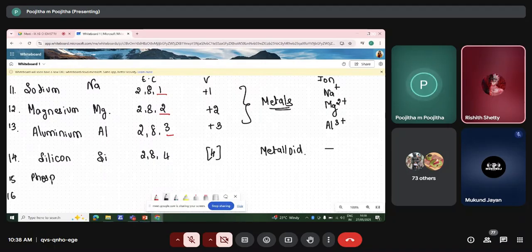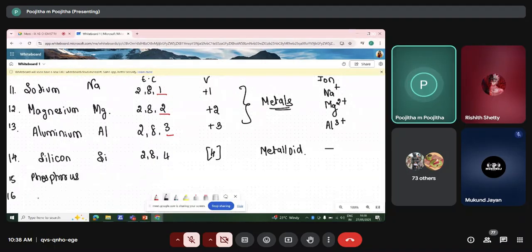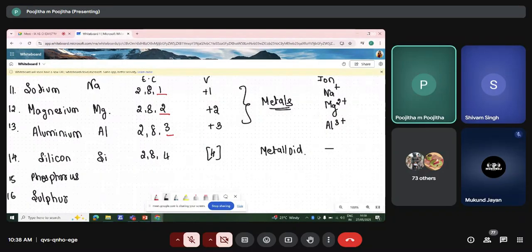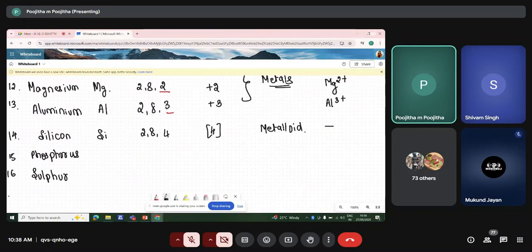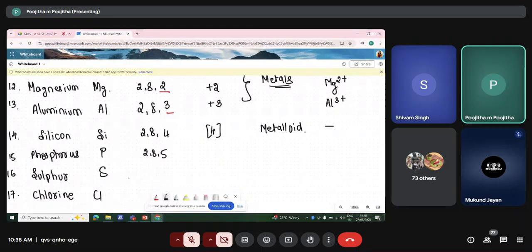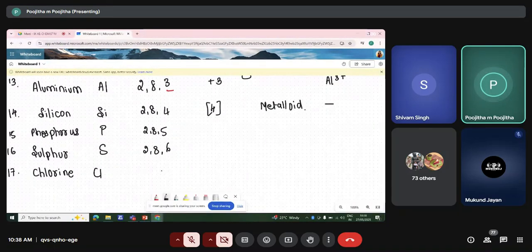Now which is the 15th element? Phosphorus. 16th one? Sulfur. 17th one? Chlorine. Symbol for phosphorus is P, sulfur is S, chlorine is Cl. So atomic number 15, electronic configuration 2, 8, 5. Sulfur 16, 2, 8, 6. Then chlorine 17, 2, 8, 7.